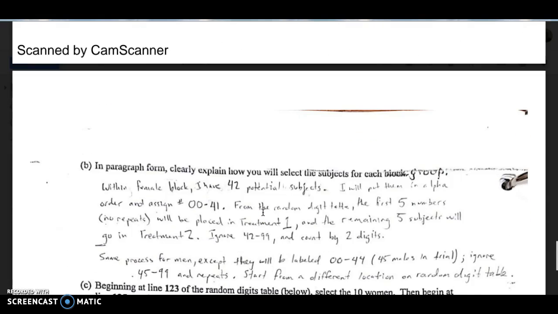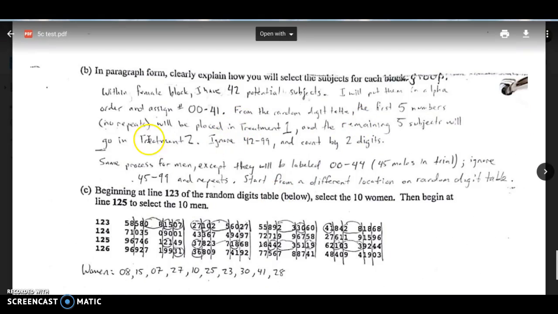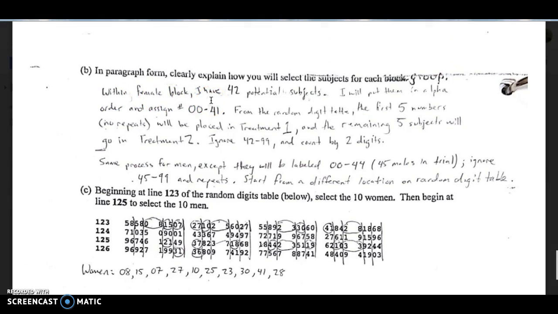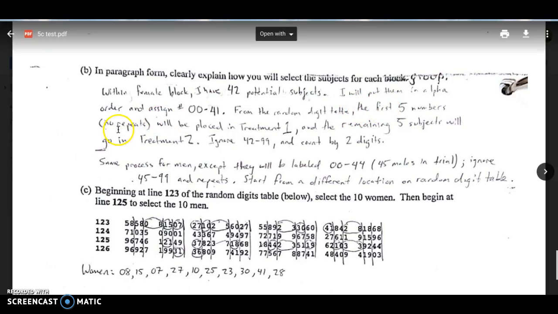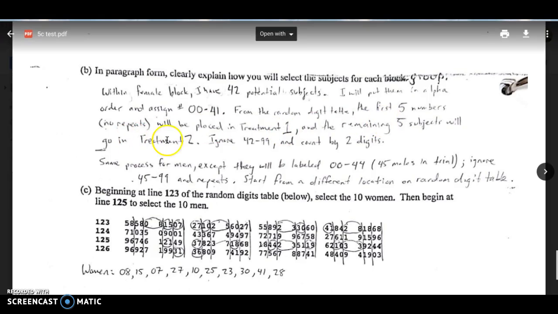Part B, in paragraph form, clearly explain how you will select the subjects for each group. Within a female block, I know that there's 42 potential subjects. So what I'm going to do is take the 42 people and put them in alphabetical order and assign them numbers 00 through 41. Then I'm going to go to the random digit table. The first 5 numbers that I see without repeats will be placed in treatment 1, and the remaining 5 subjects will go in treatment 2.